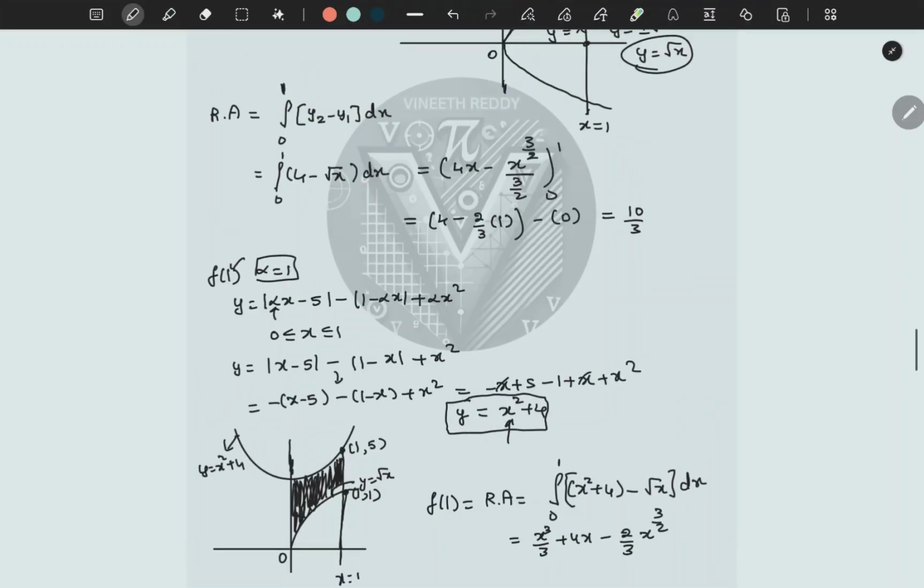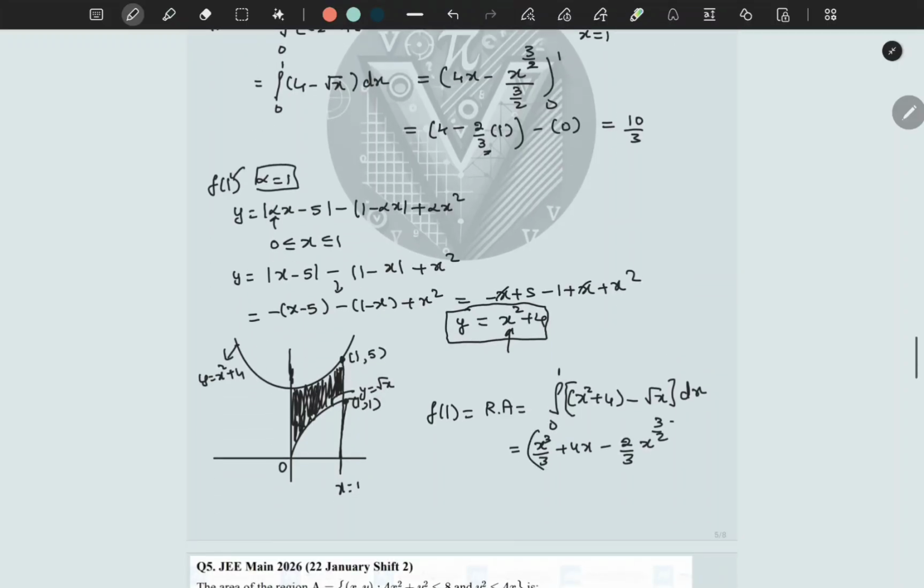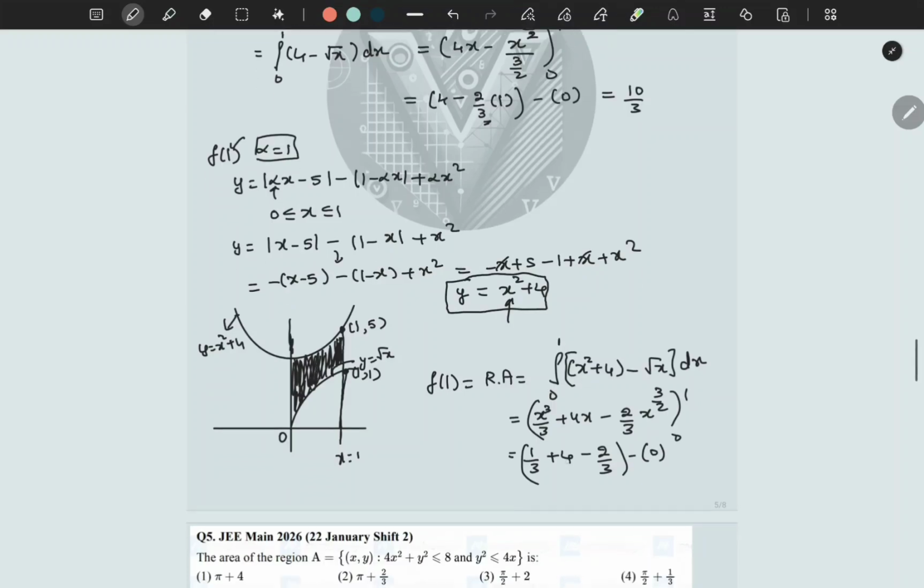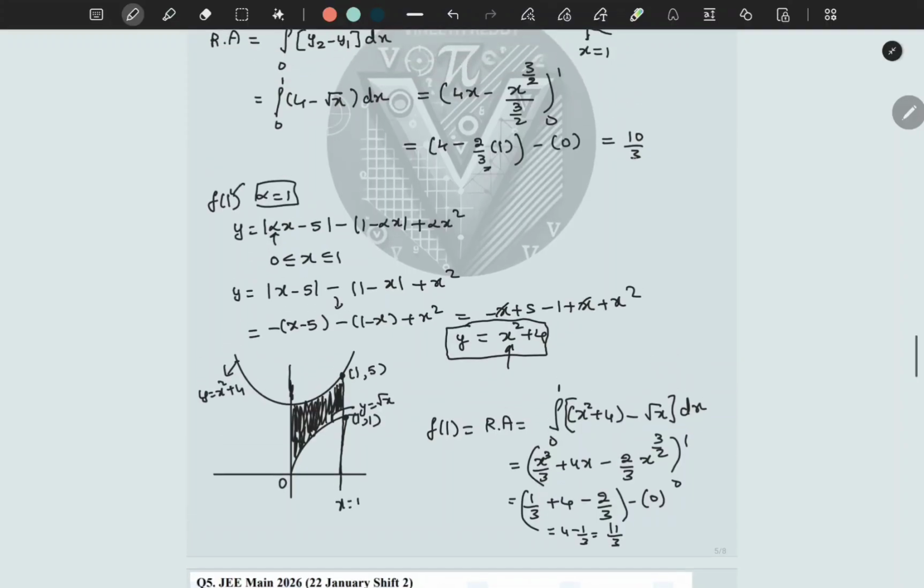We just integrated it here, right? So the limits are again from 0 to 1. So we should be getting 1 by 3 plus 4 minus 2 by 3 as the upper limit, and the lower limit will anyways be 0. So ultimately we get 4 minus 1 by 3, which should be 11 by 3 if I am right. So what is he asking? f of 0 is 10 by 3 and f of 1 is 11 by 3.